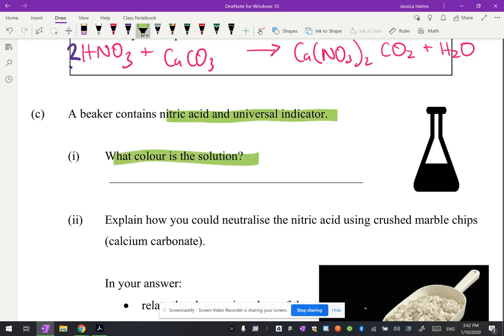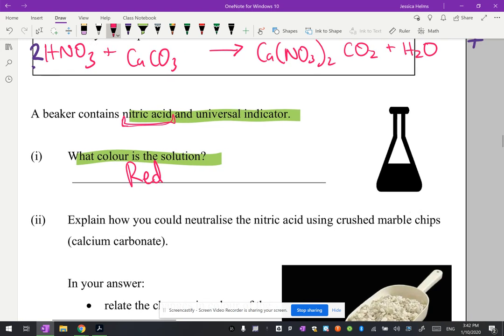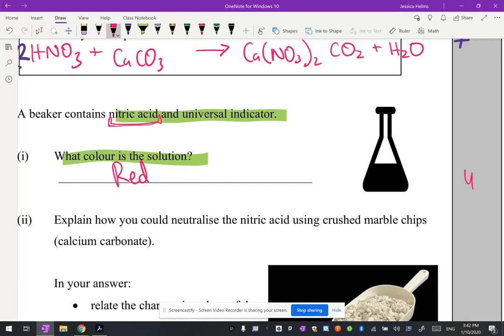All right, so a universal indicator is going to turn the solution a color depending on how acidic or basic it is. Now we know that this is an acid, and you should also know that nitric acid is a very strong acid, so it's right down at the very end of the scale, and acids are red. Okay, so that's an easy achieved mark.